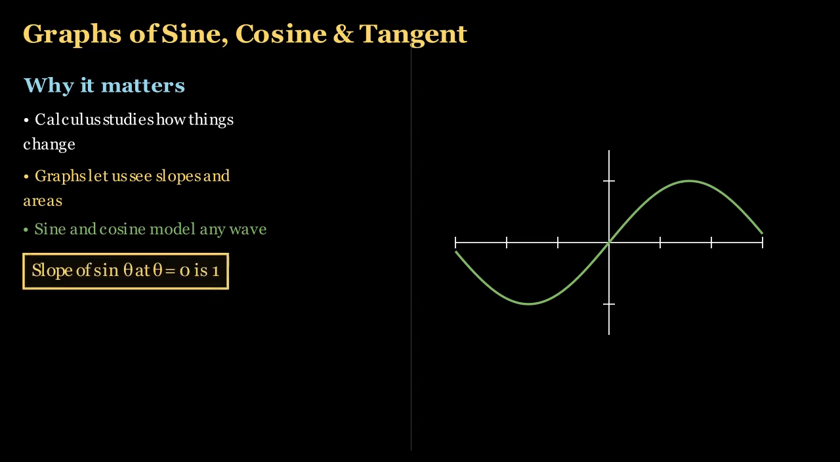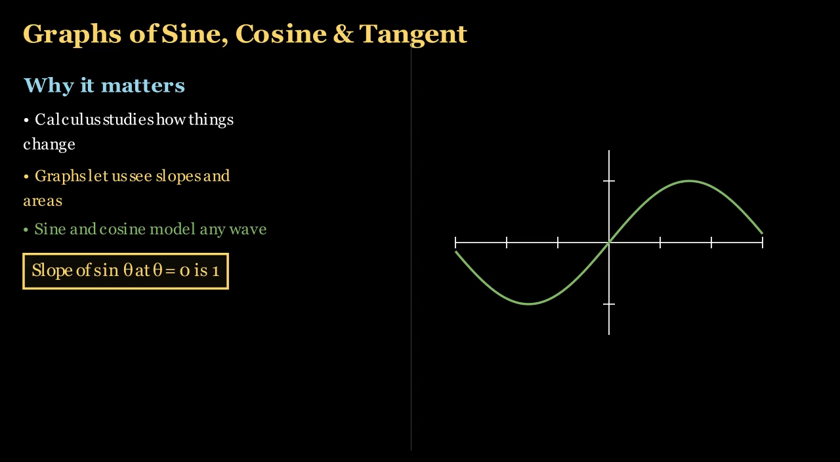And because sine and cosine graphs are the basic building blocks of every wave, sound waves, light waves, the vibration of a guitar string, understanding their shape is the first step to analyzing all those real-world rhythms with calculus. Let's build the sine graph from scratch.